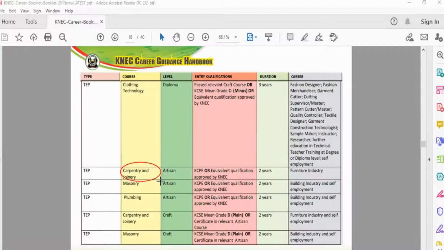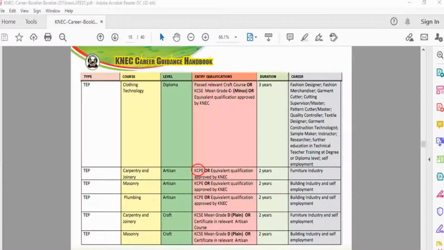The first courses that you are going to start with are those in building and construction. Here there is carpentry and joinery, and it is a course for artisan level, meaning this is the lowest level. If you have watched my videos, this is the lowest level at which you can start your engineering career. And this level only requires the KCPE. If you have done KCPE, you have not gone to high school, you can join engineering courses at artisan level.